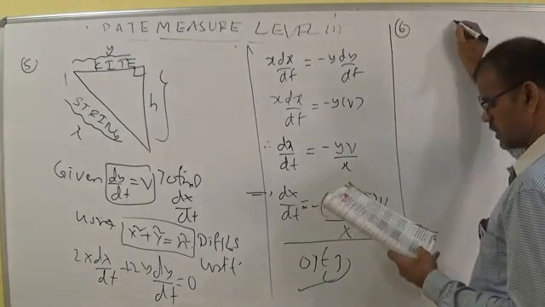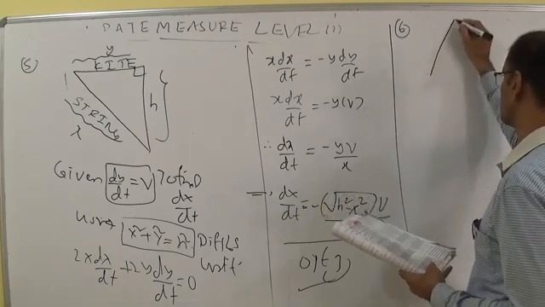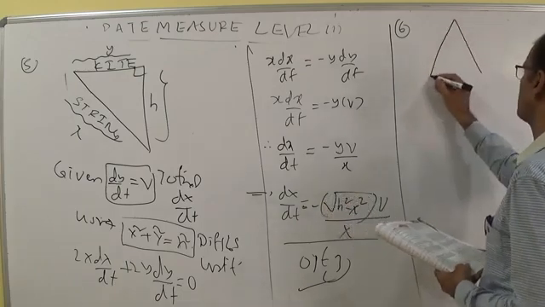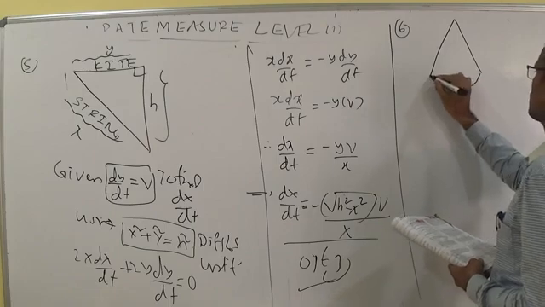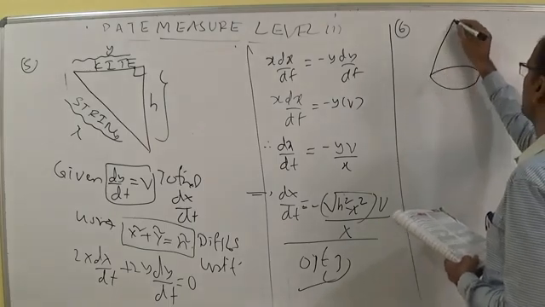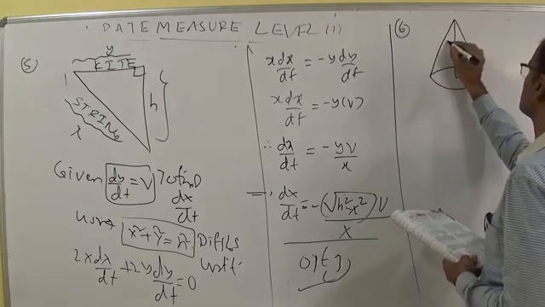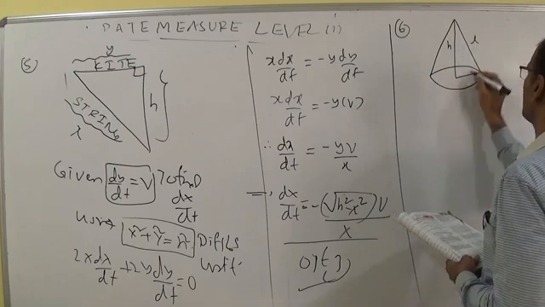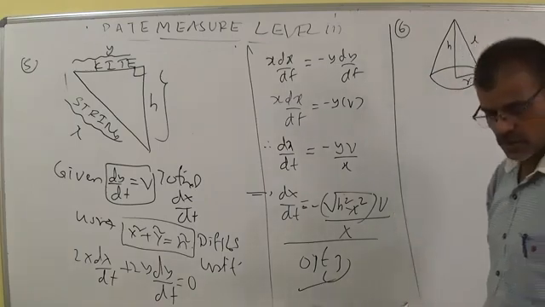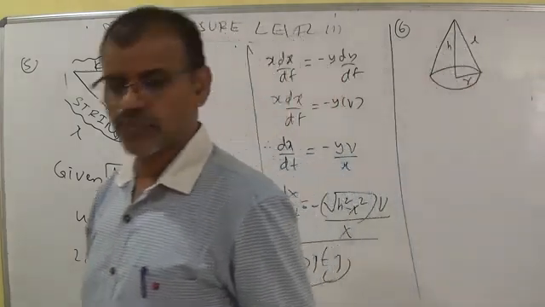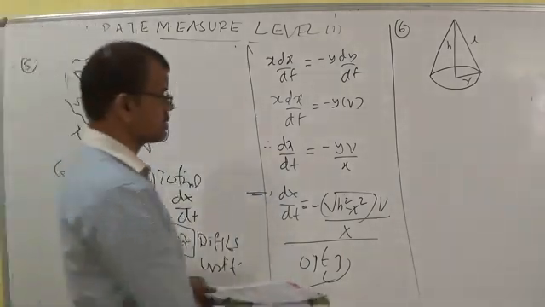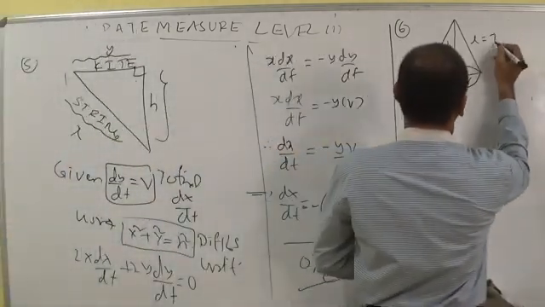The slant height of a cone is fixed. Slant height is indicated with the letter L. This is height H, this is slant height L, and this is base radius R. The slant height of a cone is fixed at 7 centimeters. L is equal to 7, he has given.